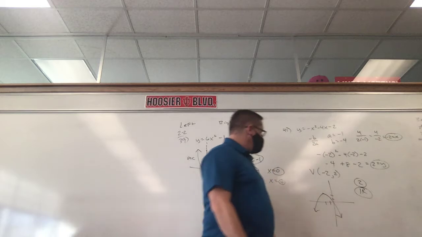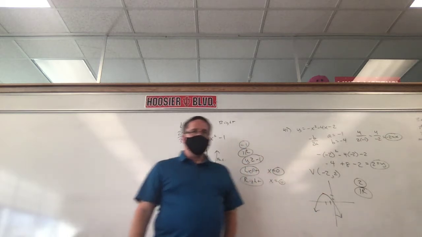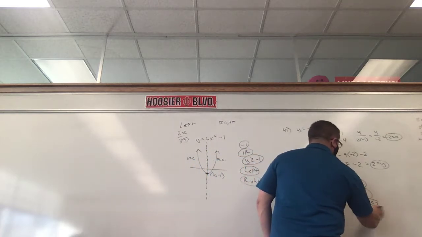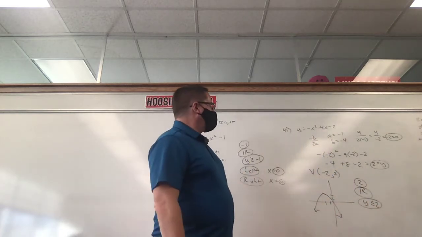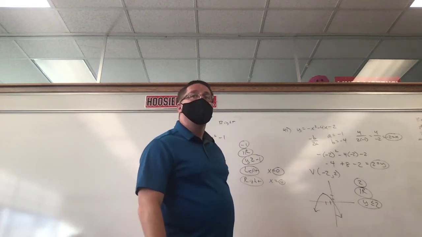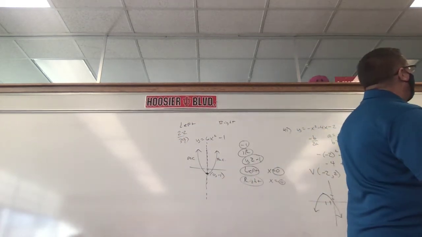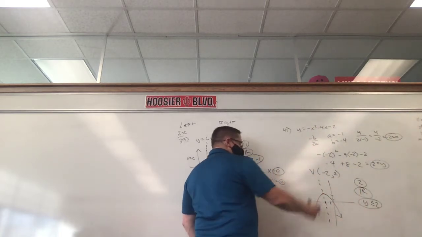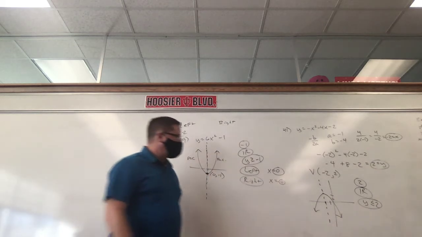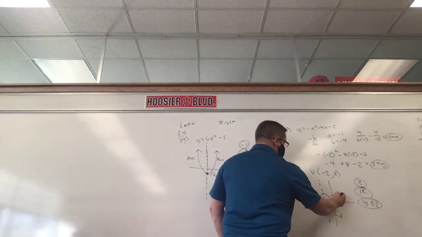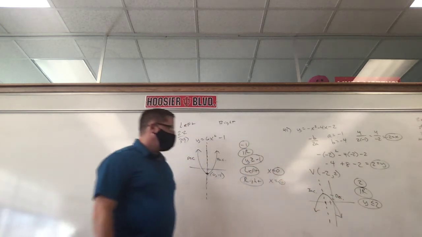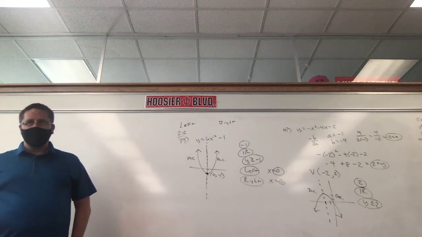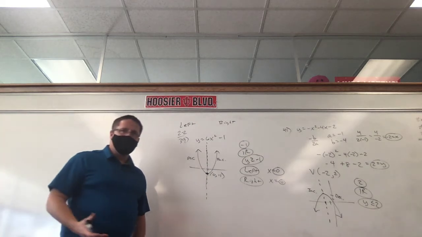And the range. It's everything below 2. So y is less than or equal to 2. Let's draw our axis of symmetry right here. What's happening on this side of the axis of symmetry? It's going up, so it's increasing. Over here, it's got to be decreasing. Every parabola, one side's got to increase, the other side's got to decrease, okay?